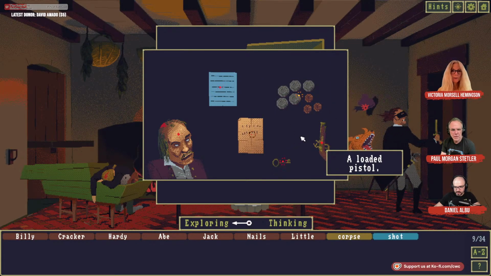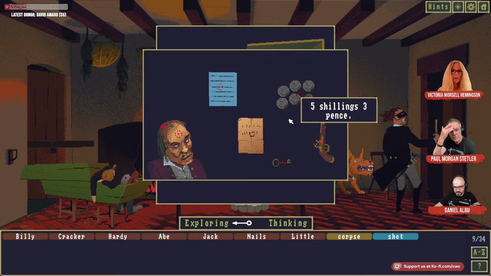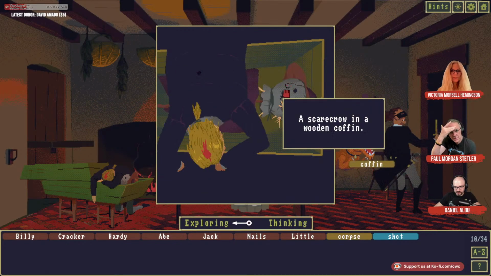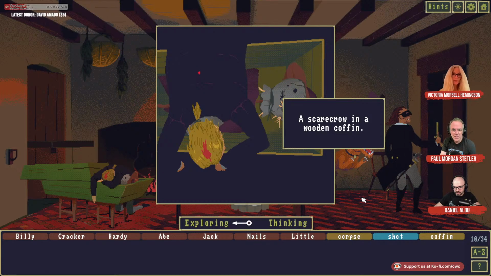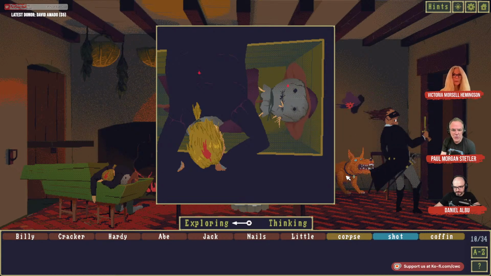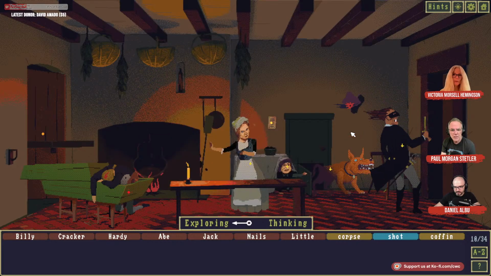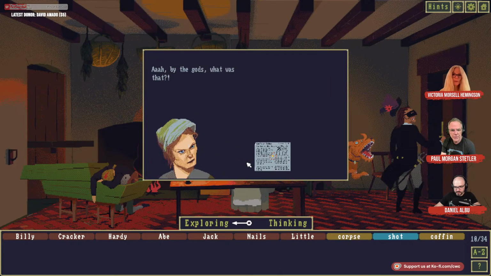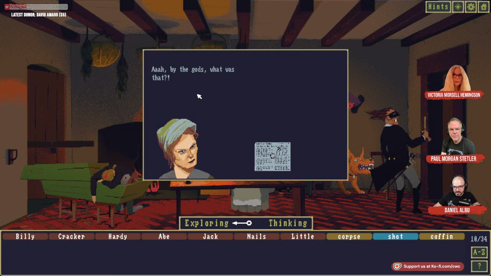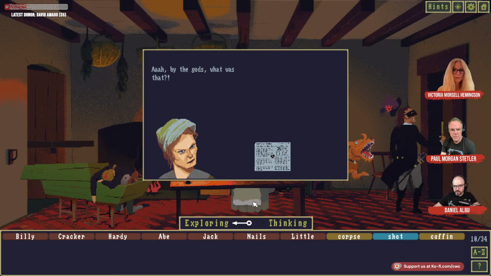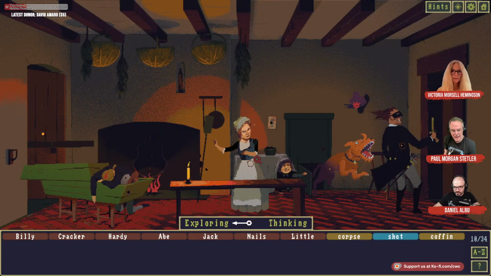Sounds like it. Okay, loaded pistol, 5 shillings and 3 pence. Scarecrow in a wooden coffin. Oh, okay, because that guy, they put the scarecrow in when they grabbed the dead guy. Let's see. Ah, by the gods. What was that? Hey, we know her. It's Ada. Yep. Ada.